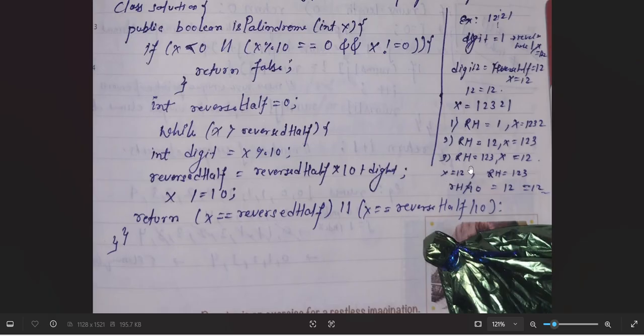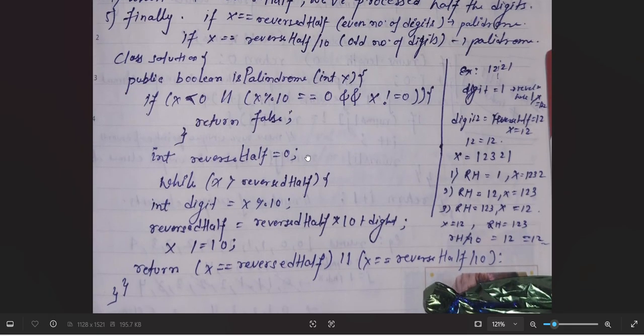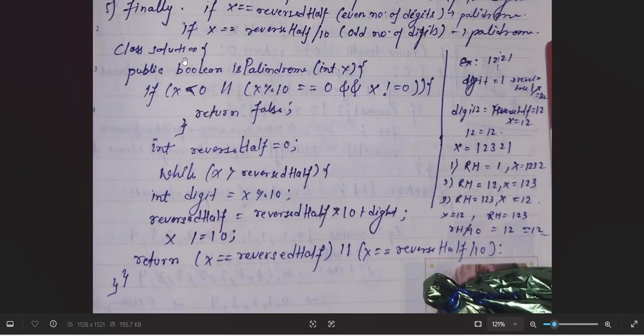So we can see here that the number of digits is odd, so we take the reverse half divided by 10, which gives 12, and 12 is equal to the remaining value of x, which is 12. So the reverse half is equal to 12, and this given value is a palindrome. We have just proved it here.